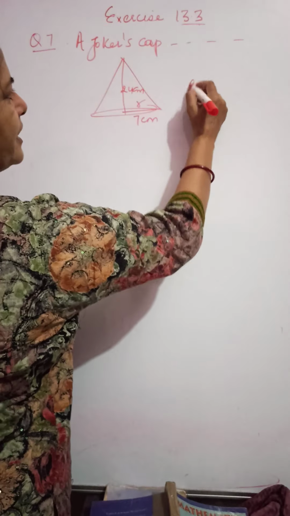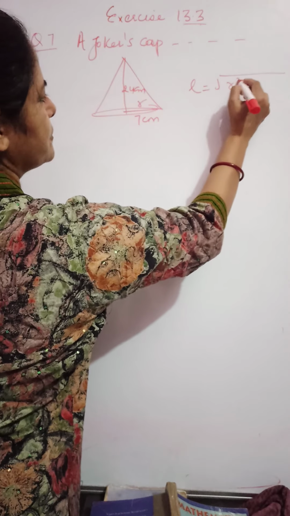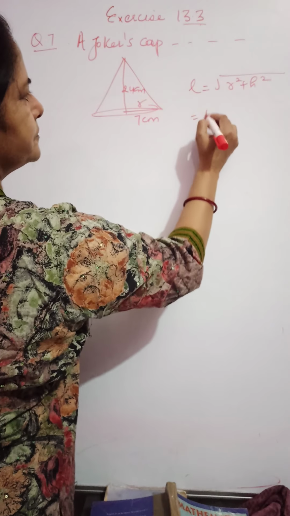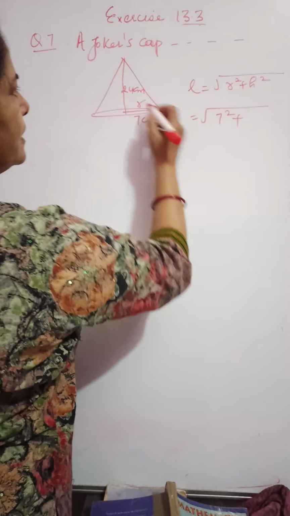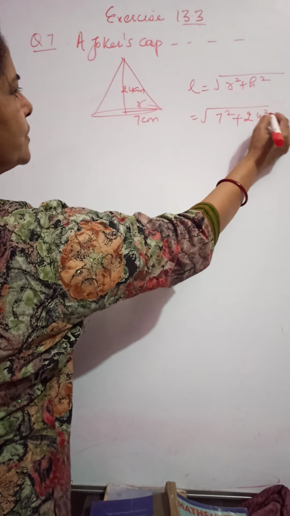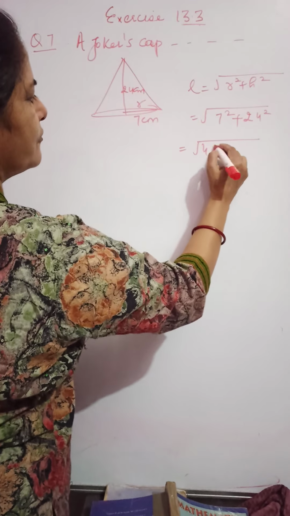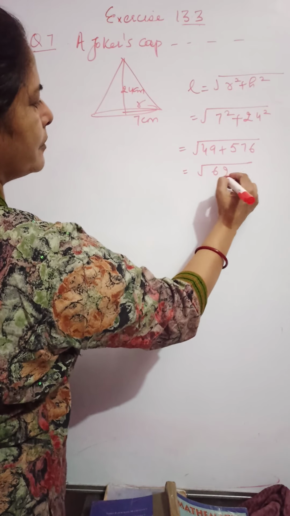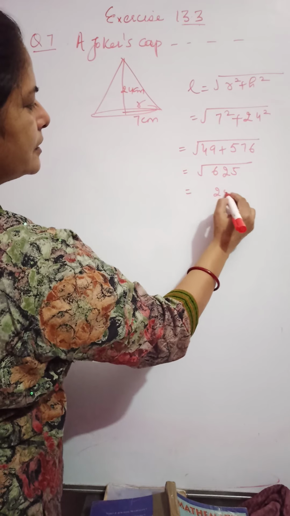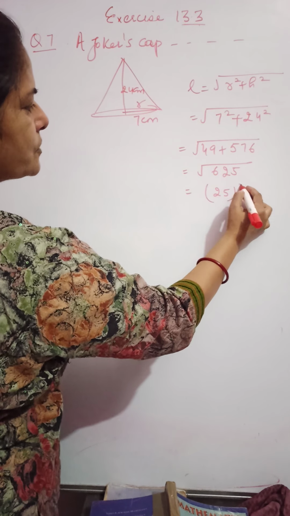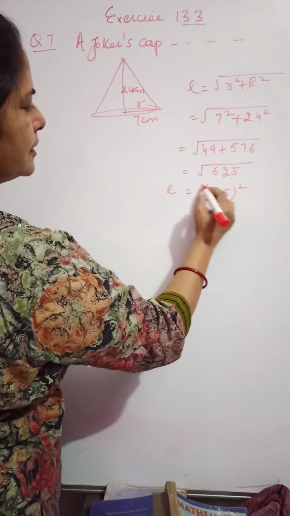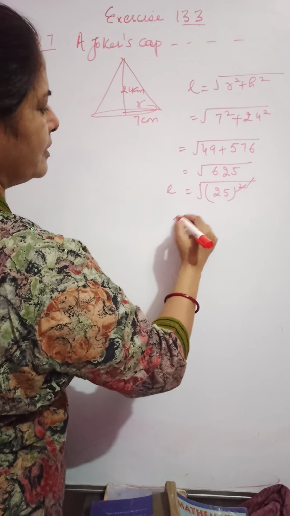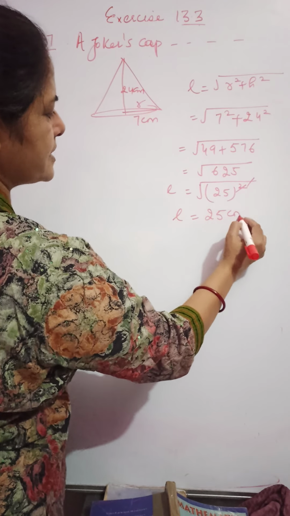So first of all, let's find L. L is root r square plus h square. Radius is 7, so 7 square. Height is 24, 24 square. 49 plus 576 comes out to be 625. The square root of 625 is 25. So L will be 25 centimeter.